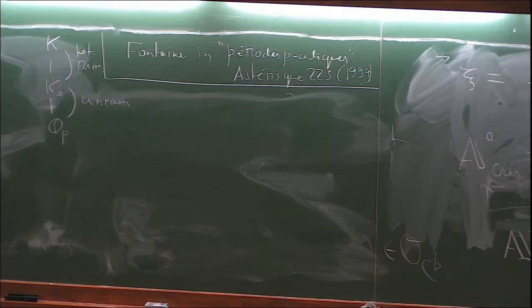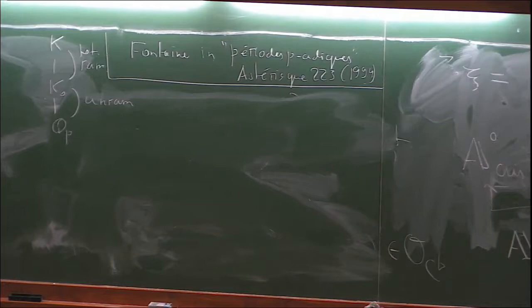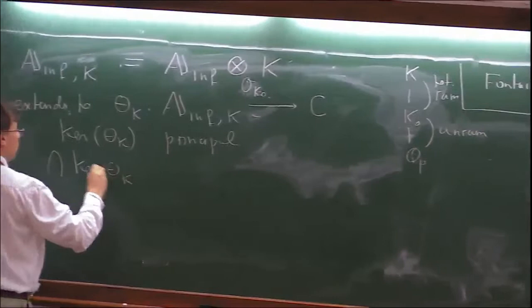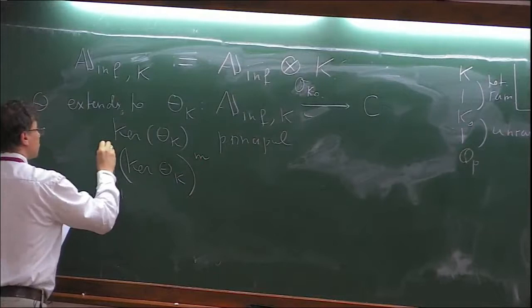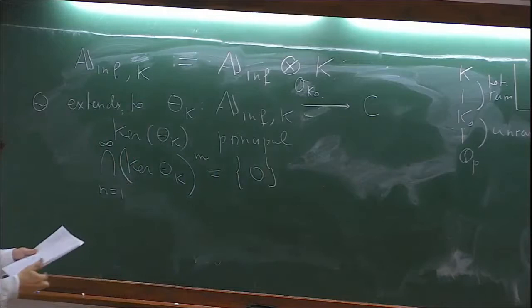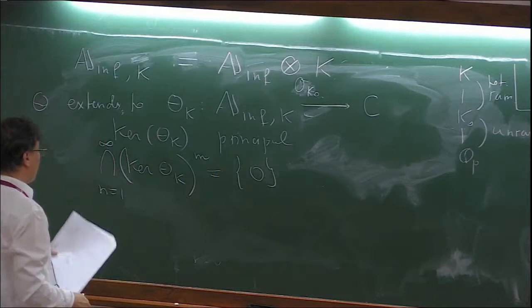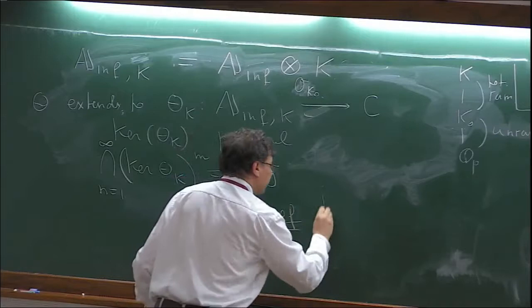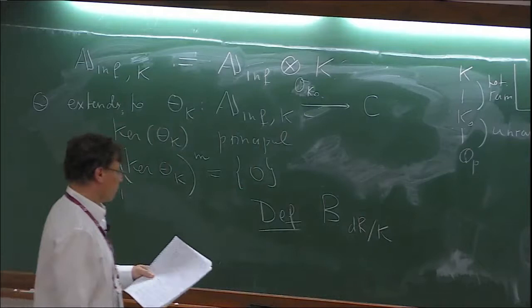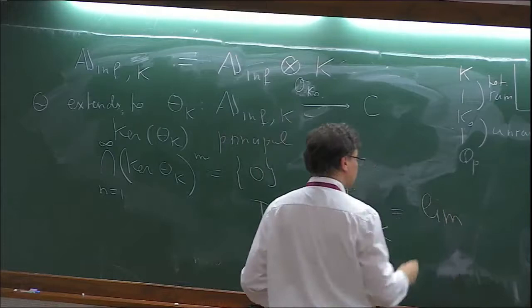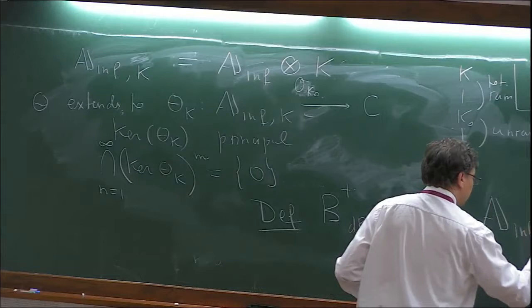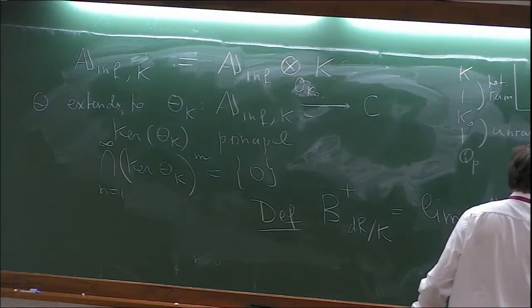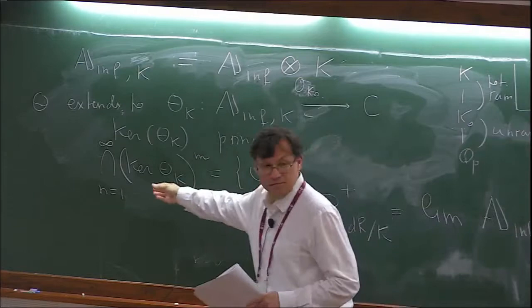The kernel of theta K is a principal ideal, and the intersection of the powers of this ideal is zero. So this is also some technical point to check. And we define B dR K plus as the completion of A infinity K by the topology given by this ideal.